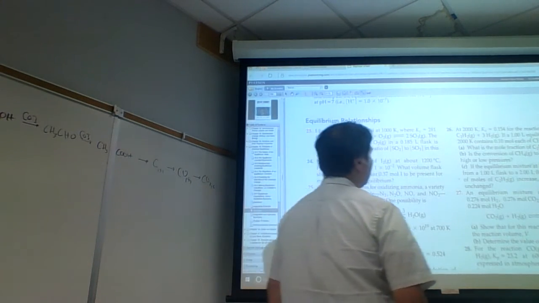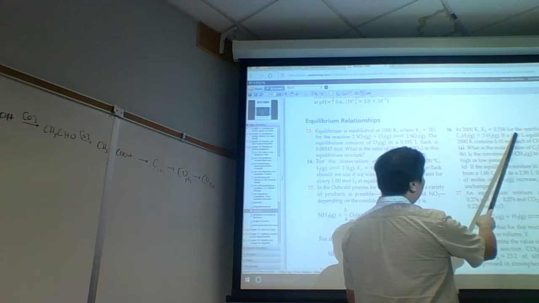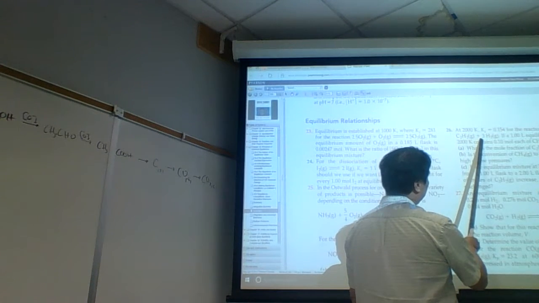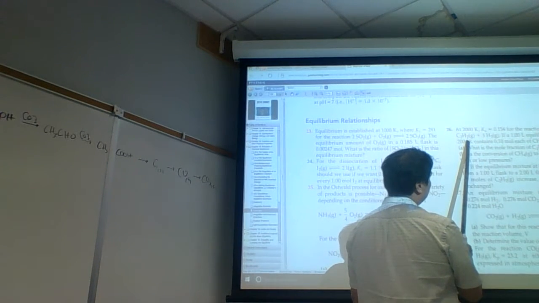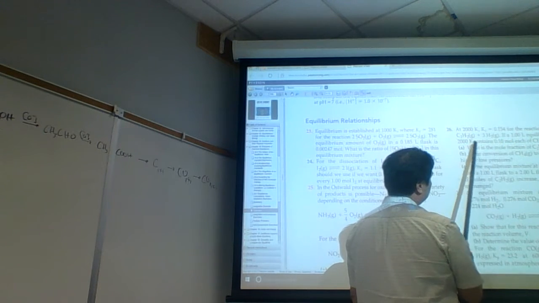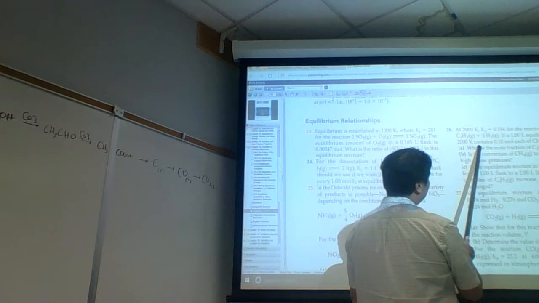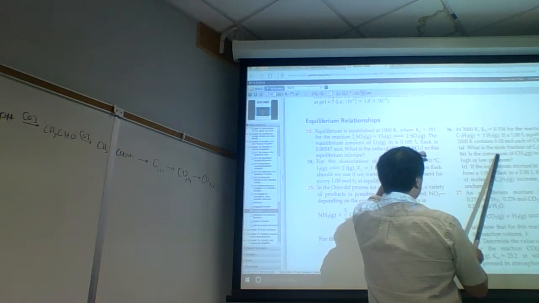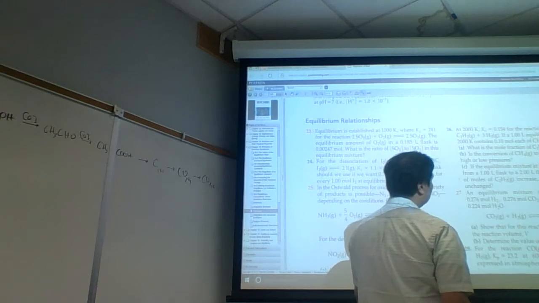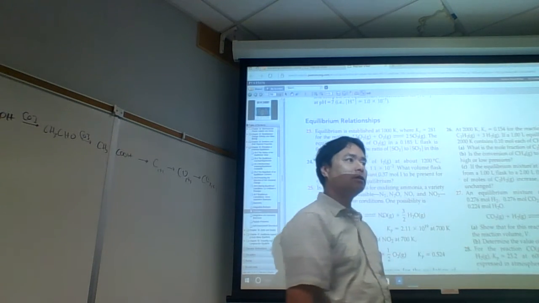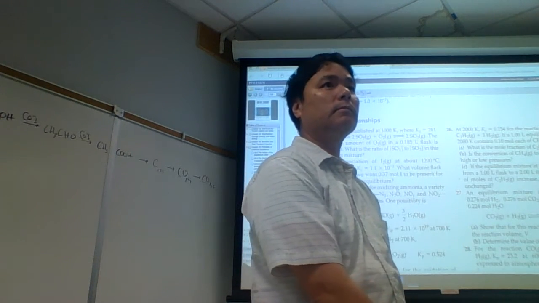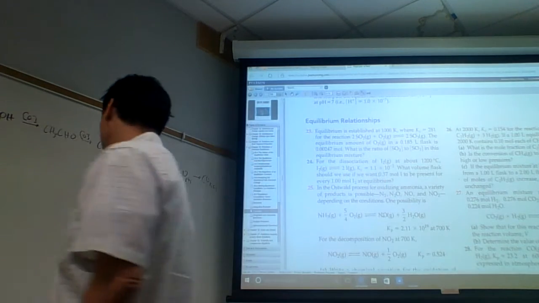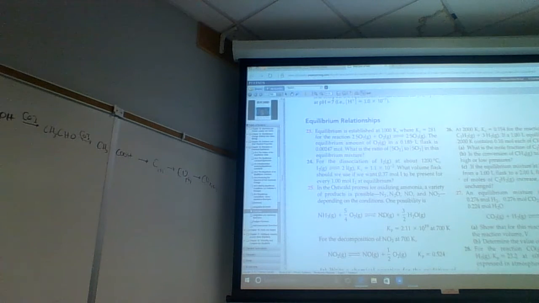26. At 2000 Kelvin, Kc is equal to 0.154 for the reaction of 2 methane going to C2H2 plus 3 hydrogens. This is a redox reaction as well. If a 1.00 liter equilibrium mixture at 2000 Kelvin contains 0.10 moles each, what is the mole fraction of C2H2 present? Do you guys remember mole fractions from chapter 6? You'll have to remember this. I asked you to review this because this was gas mixtures.